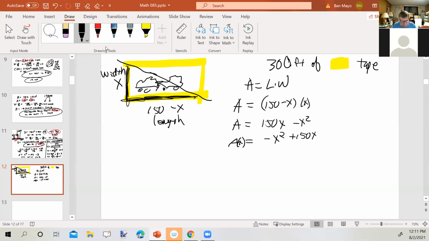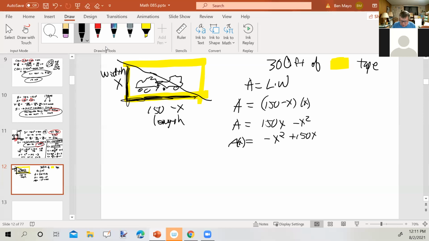Okay, so any questions how I got to here? Let's recap. I had 300 feet total. I cut it in half to represent two sides. Two sides was 150. If one piece was X, the other was 150 minus X.